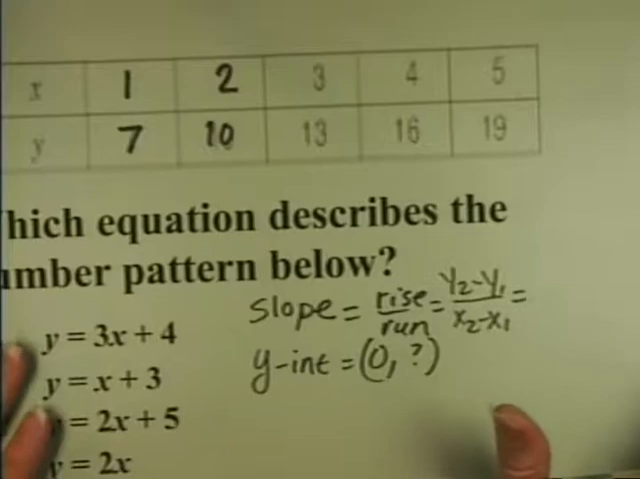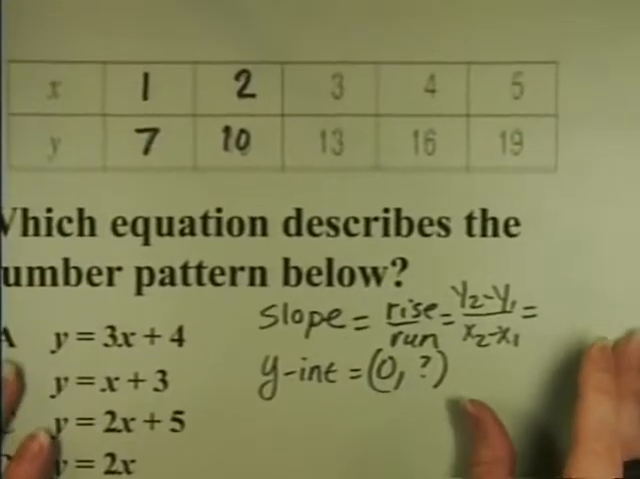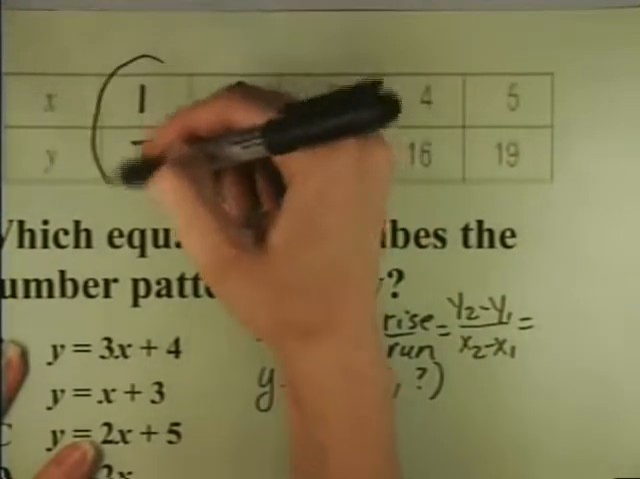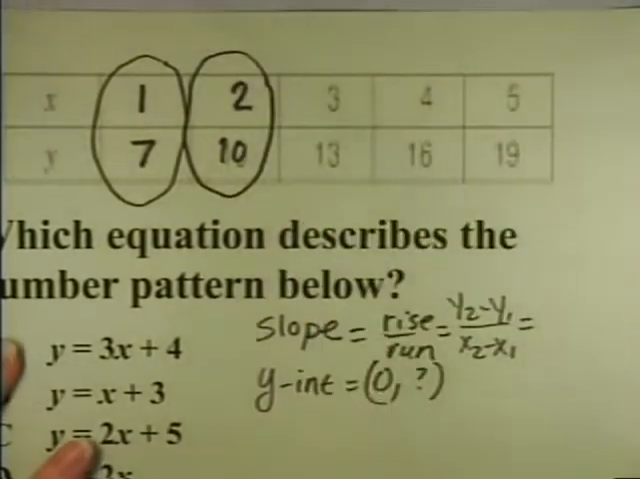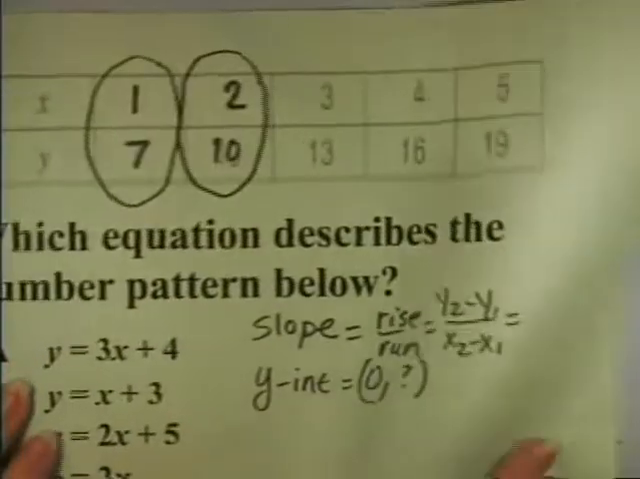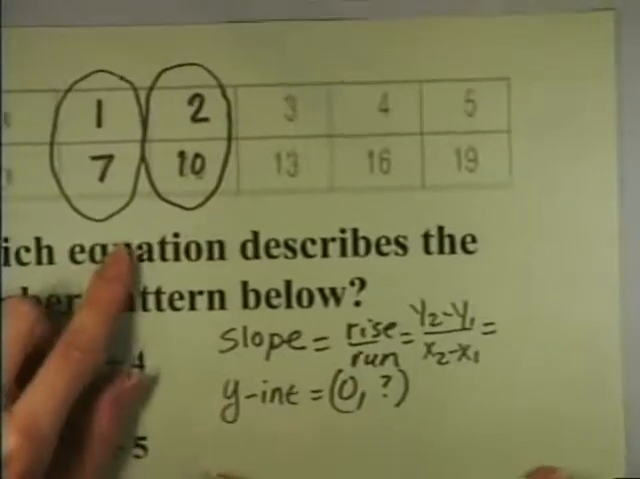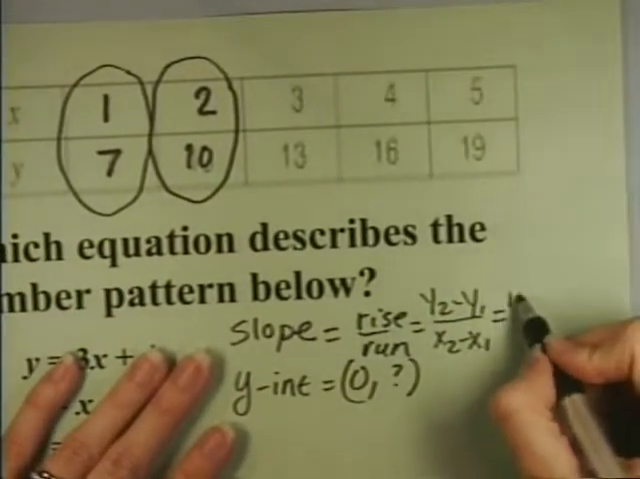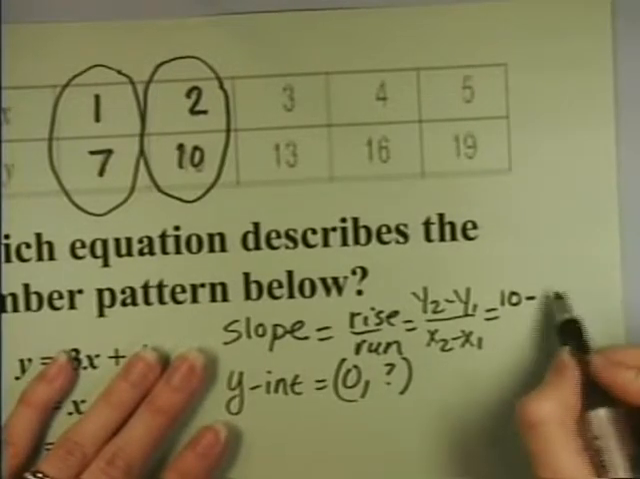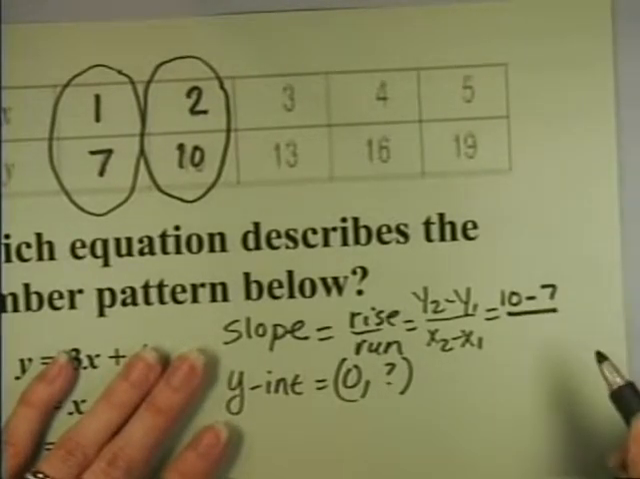Okay, so which ordered pairs would you like to pick? The 1, 7. Okay, we're going to pick this one and 2, 10. Does it matter which two we pick? No, because it's the same line anyways. Okay, so what's the second y that you chose? 10. So 10 minus 7, divided by 2 minus 1.